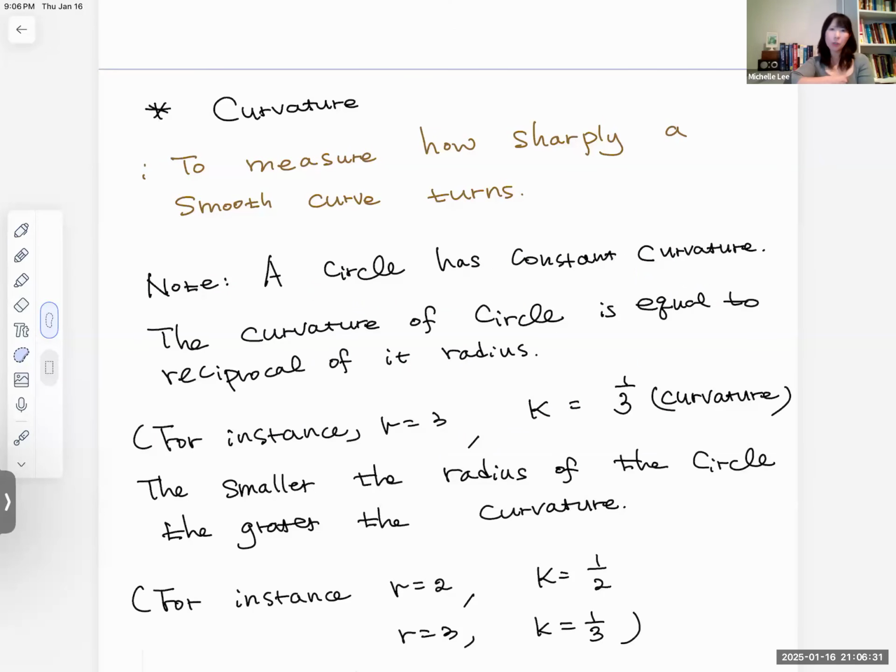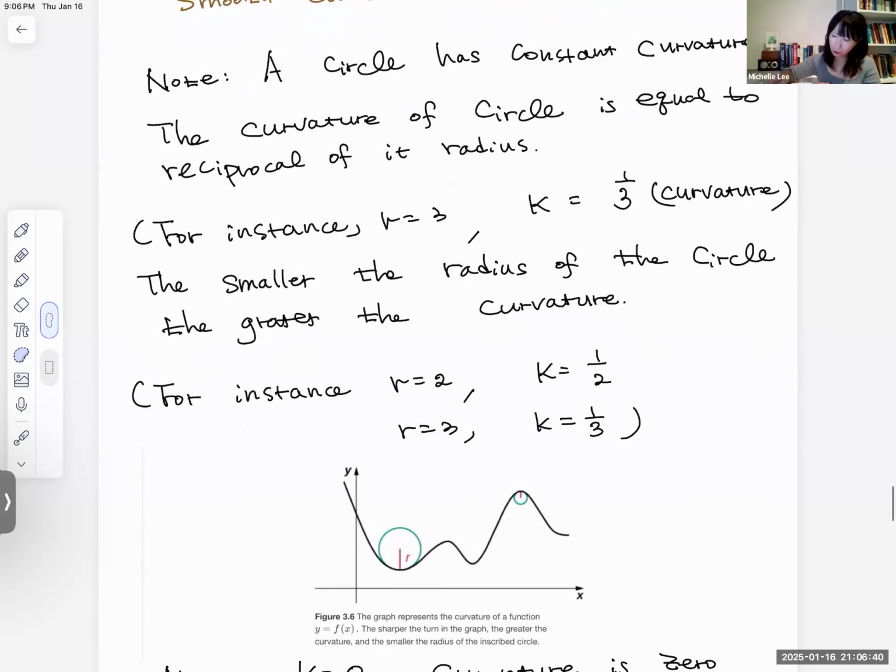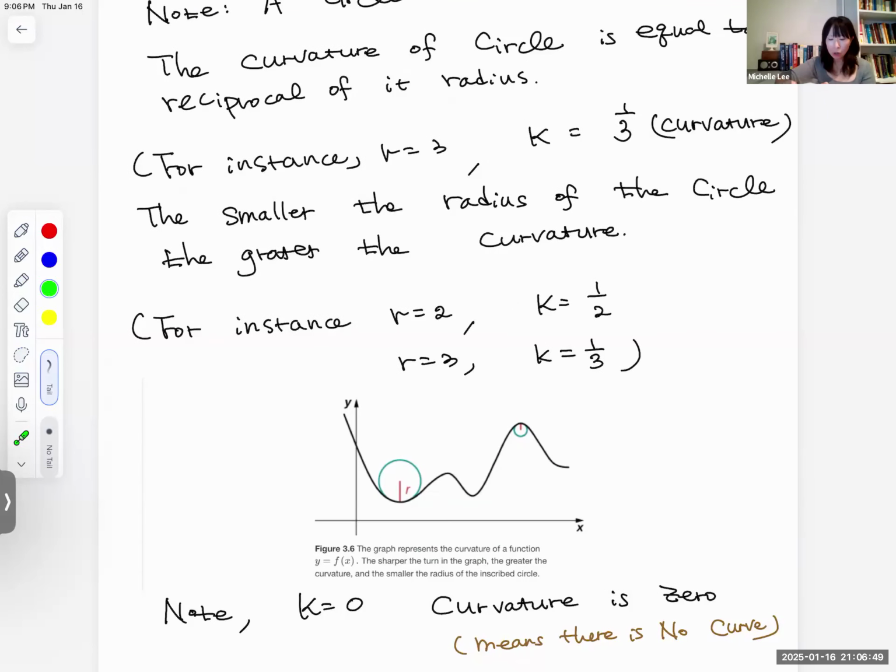Okay, so we have curvature. Curvature measures how sharply a smooth curve turns. So let me show you this picture. We have arc length, right? So we have the curve. Then think about your driving. Which one is more sharp to stay on the road? So this is more smooth and this is more sharp, right?